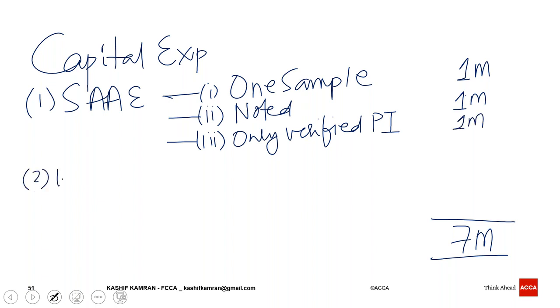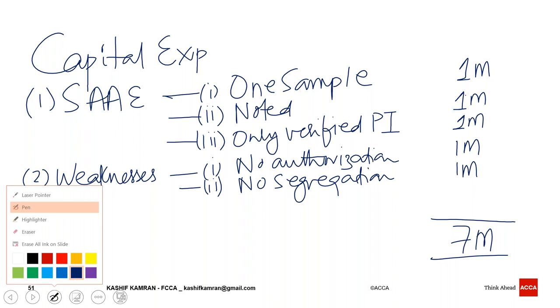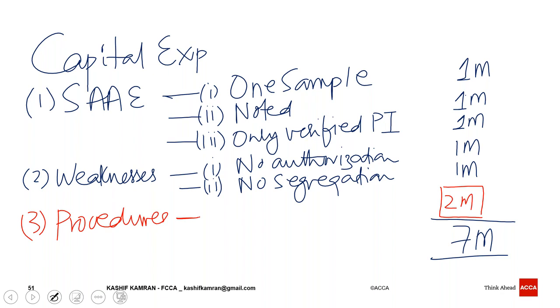Okay, then the second thing was to find the weaknesses. The first weakness I found was no authorization. So with no authorization, I'll take another 1 mark. And then another deficiency I found was no segregation of duties. Will that give me another 1 mark? So see how many marks I have taken so far? 5. So how much should be allocated to procedures to make 7? 2 marks. So should I write procedures for 2 marks then? Should I write a procedure to verify the physical existence of the vehicle? And should I write a procedure to verify the depreciation of the vehicle?